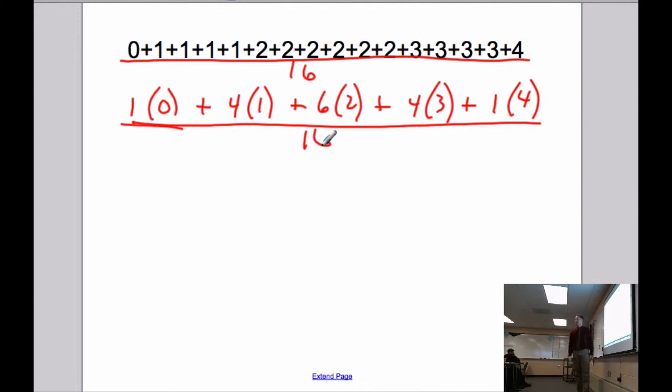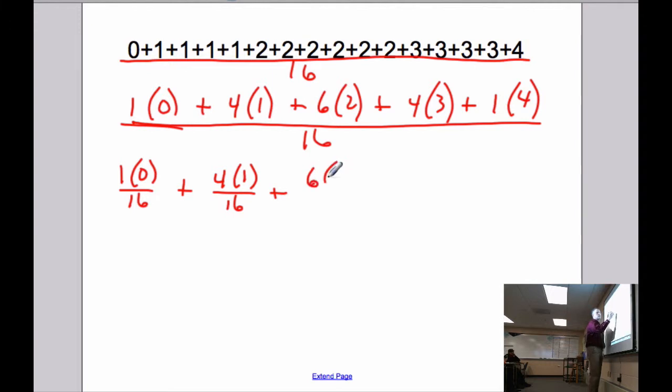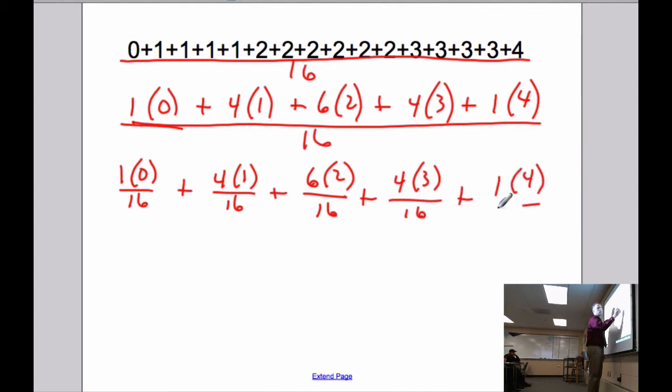Sure, no problem. What if I did this and split it up? 1 times 0 over 16 plus 4 times 1 over 16, 6 times 2. Would this be possible? I mean, does this mathematically give me the same thing? Yes. I haven't broken any rules.